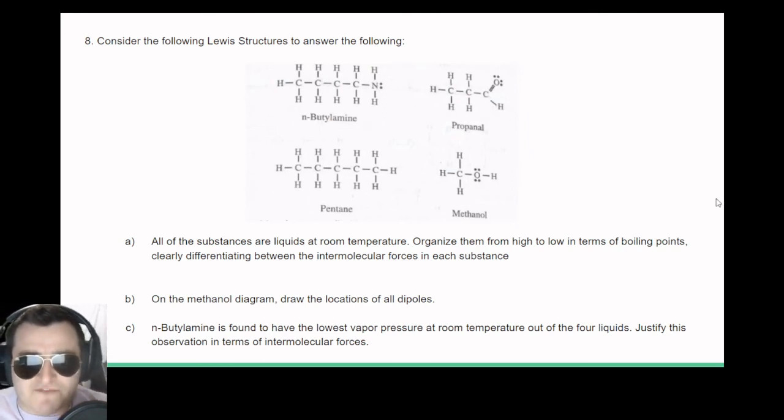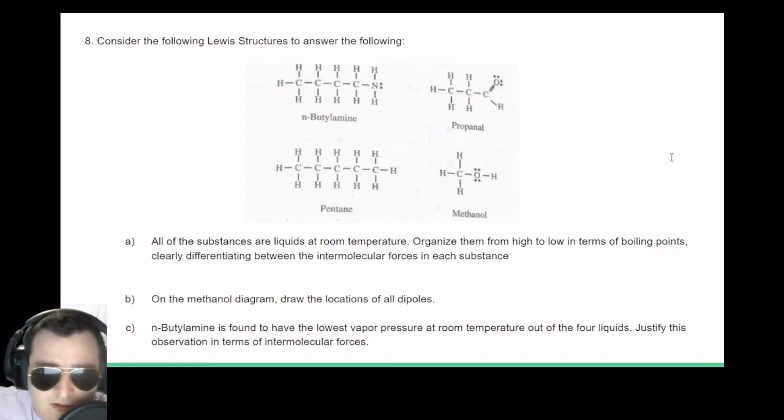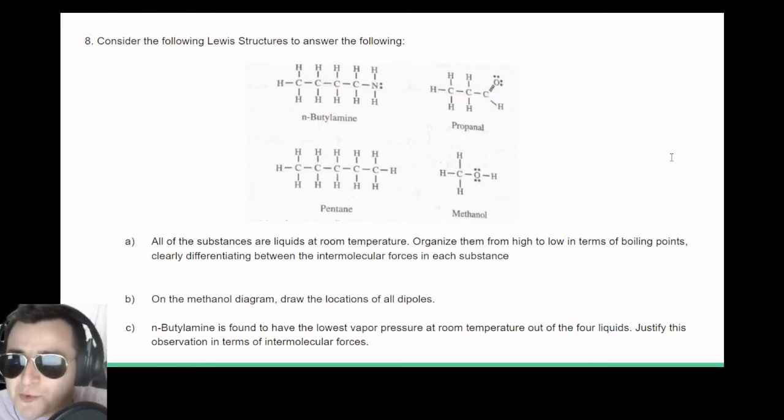N-butylamine is found to have the lowest vapor pressure at room temperature out of the four liquids. Justify this observation in terms of intermolecular forces. Well, my goodness, if it ain't just question A all over again. Well, it's because it's got the strongest intermolecular forces. And because it's got the strongest intermolecular forces, it therefore is the hardest to disrupt those to make it go from the liquid to the gaseous phases. Therefore, N-butylamine has two hydrogen bonds compared to all of the others, whereas methanol is a close second, it's got one hydrogen bond. N-butylamine will take the cake here.